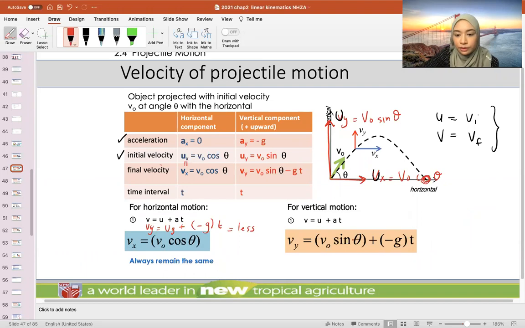Okay, so this is for vertical motion. Dia tulis kat sini, Vy equals V naught sine theta, which is what we have here. Over here, V naught sine theta plus minus gt. g is from the acceleration, and then we have the time. So this is our velocity.